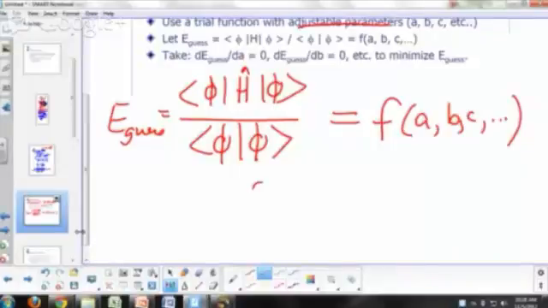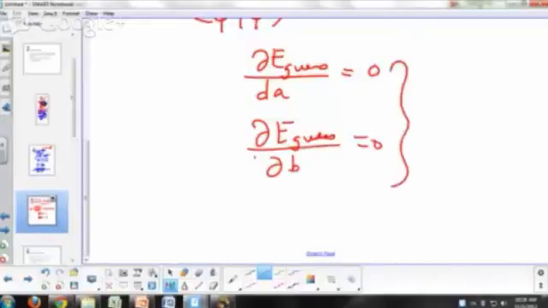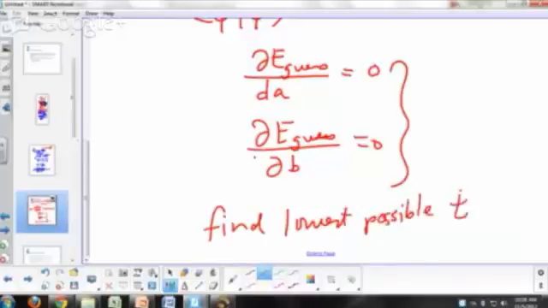So if we say the derivative of the guessed energy with respect to a should be equal to 0. If you have more than one parameter, you can say the partial derivative of your guessed energy with respect to parameter b must be equal to 0, and so on. If you did that, then you can find the best, lowest possible E. You're minimizing your guessed energy. Okay, so that's the variation method.